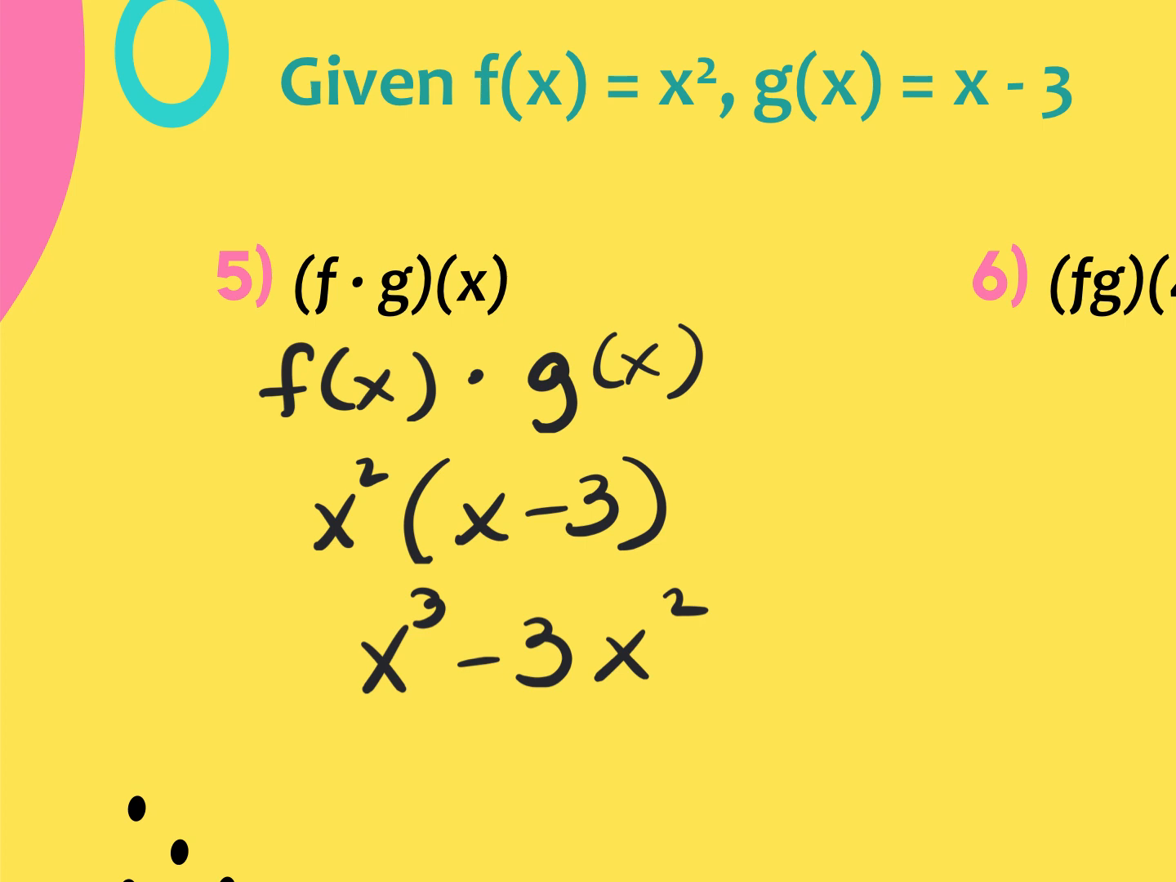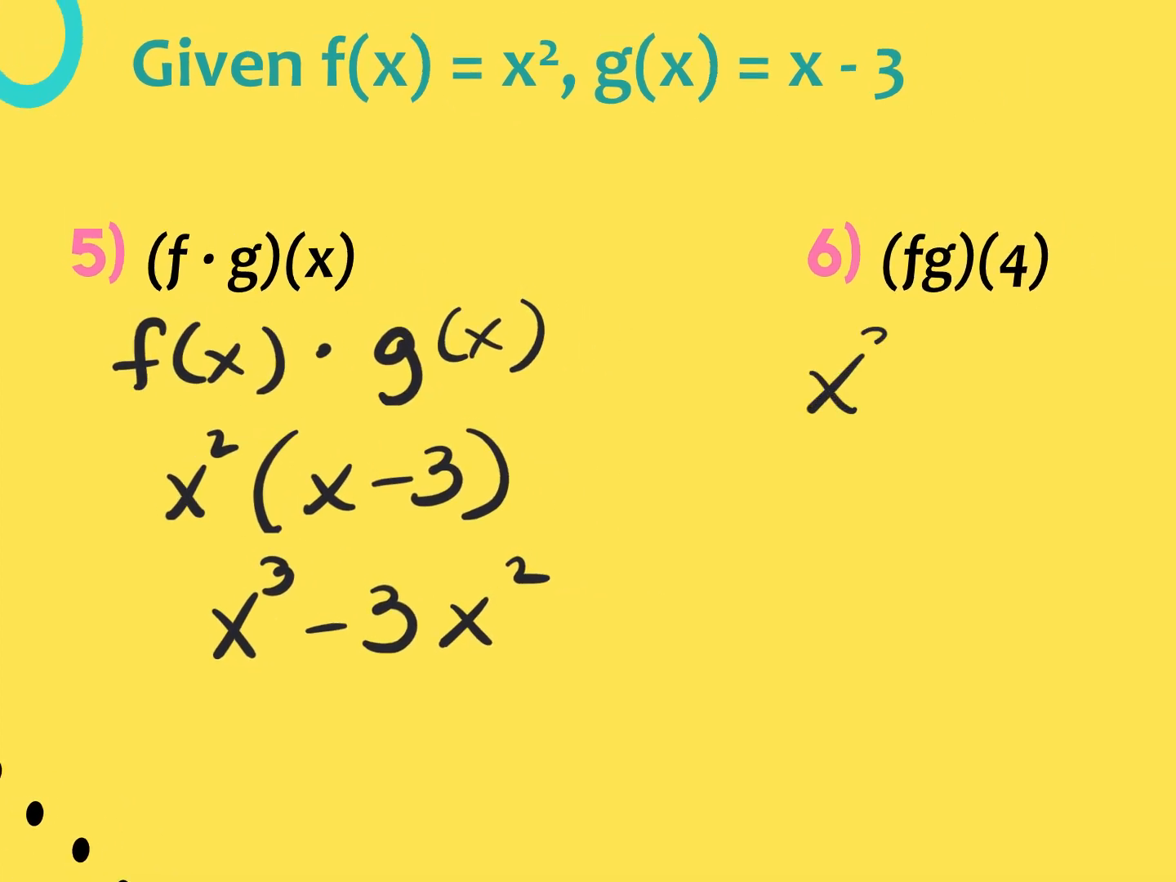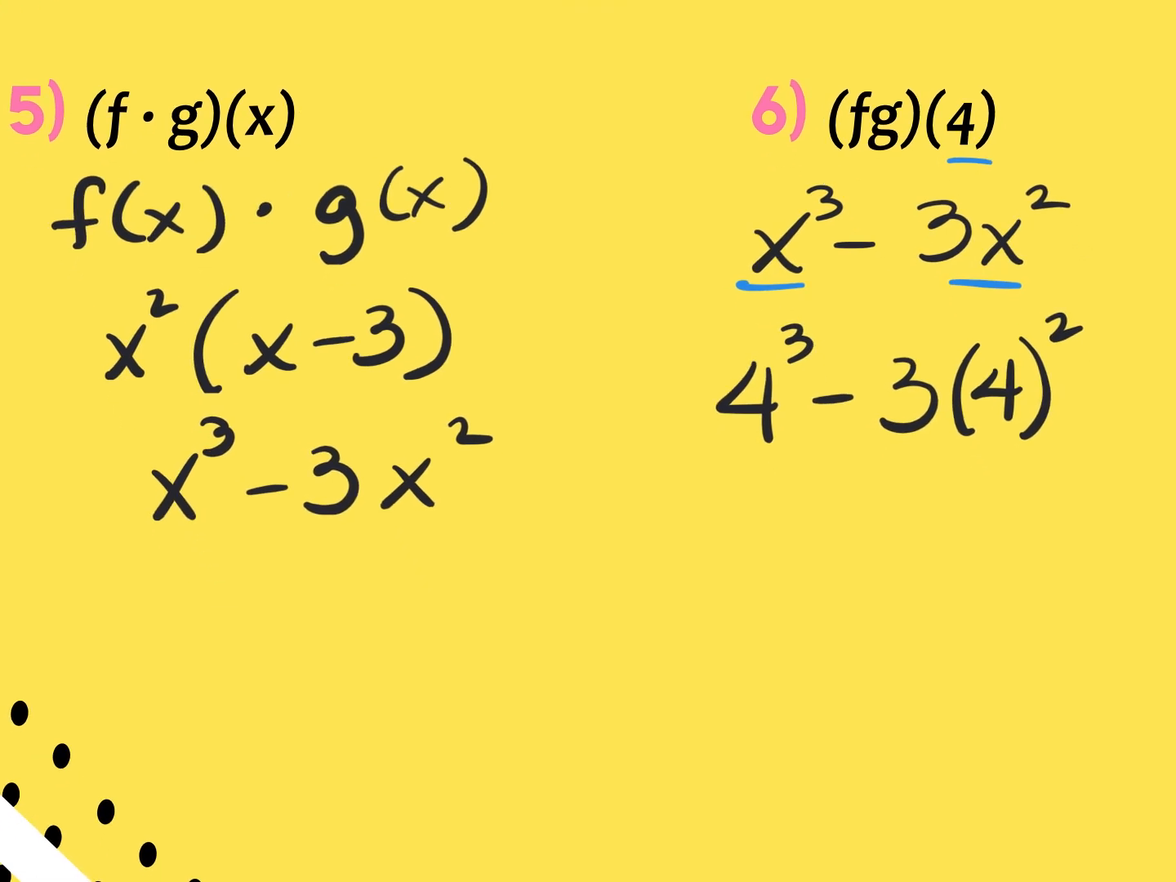For number 6, they want me to now take my newly multiplied combined functions and now plug in x equals 4. So I'm going to take my newly combined function, the x cubed minus 3x squared, and replace x every place that I see it with the number 4. So let's go ahead and substitute it in. And again, you're following order of operations. So make sure that you do the exponent first, then we'll multiply, and then we'll subtract.